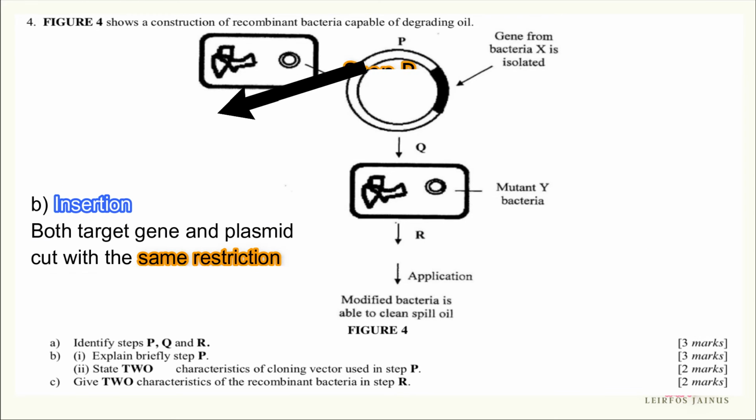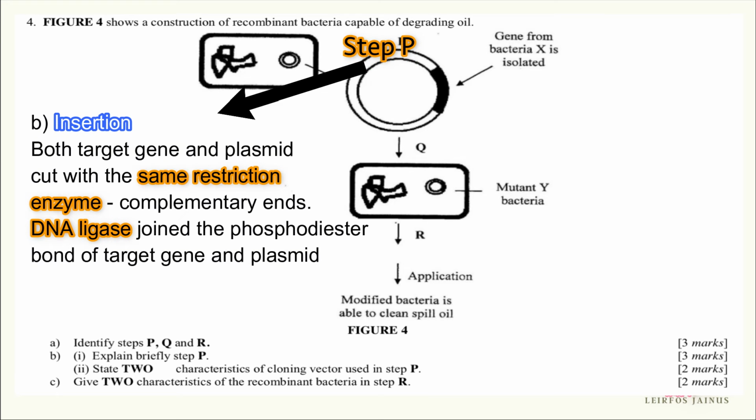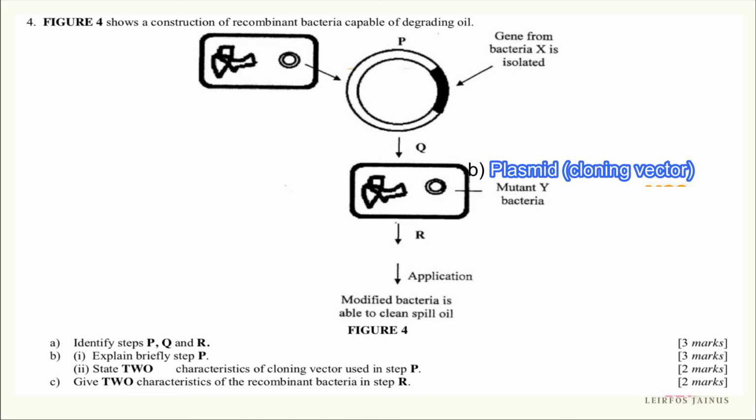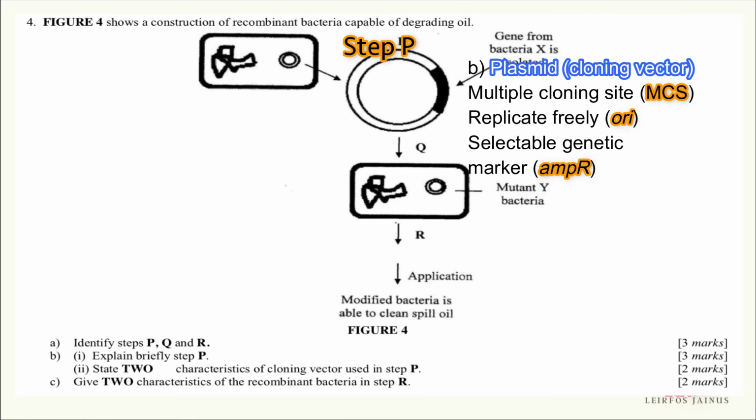For question number 4b, the process is insertion. During this process, both the target gene and plasmid are cut with the same restriction enzyme to produce compatible or complementary ends. After that, DNA ligase is used to join the phosphodiester bond between the target gene and plasmid. The characteristics of plasmid as a cloning vector: first, it has multiple cloning sites, or MCS, it is able to replicate freely because of the origin of replication gene, and it possesses a selectable genetic marker, the ampicillin-resistant gene.